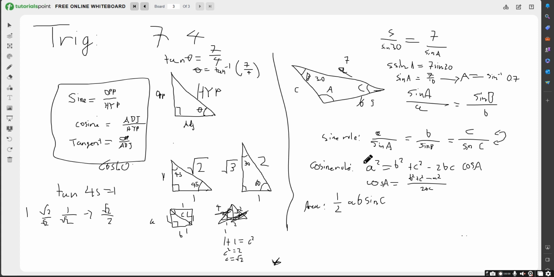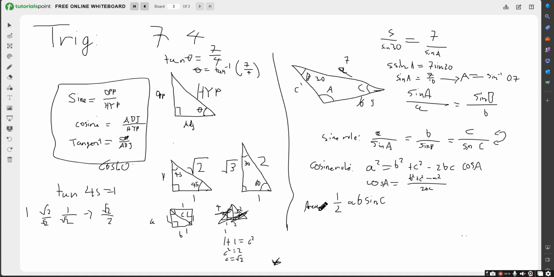I'm pretty sure you're given this formula in your equation booklet. Check that. Don't just trust me on that because it depends what exam board you're using. But you might be given this formula, but if not, it's very much worth knowing it. And then this is useful if you have two lengths, and then either the third length or an angle, and you want to find the other one of those.